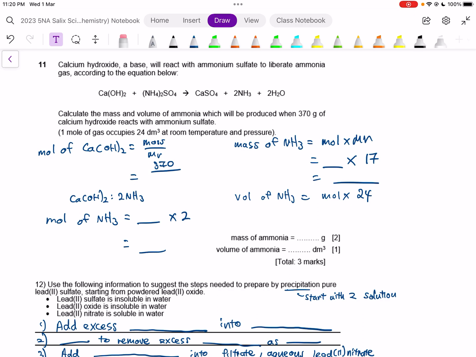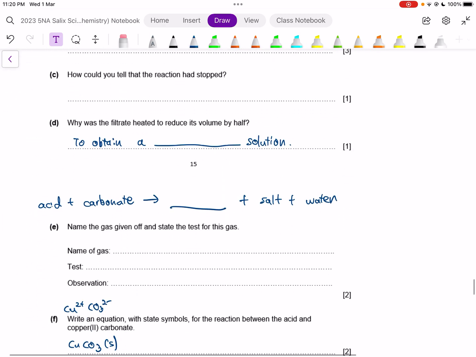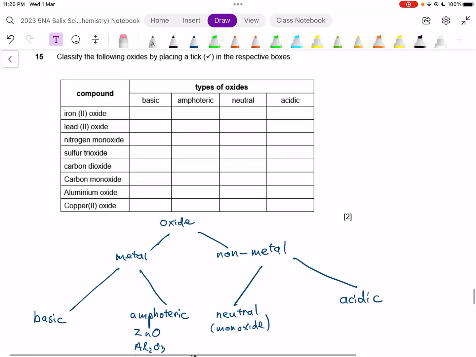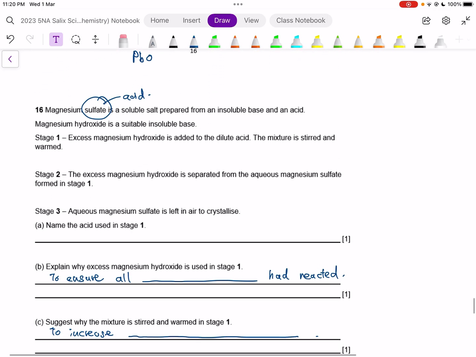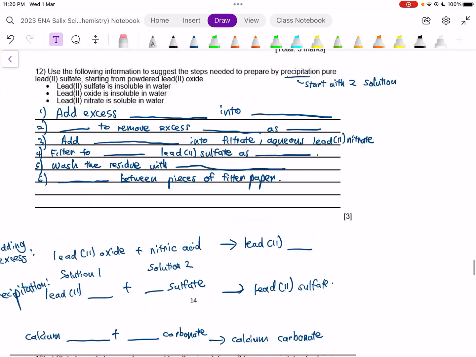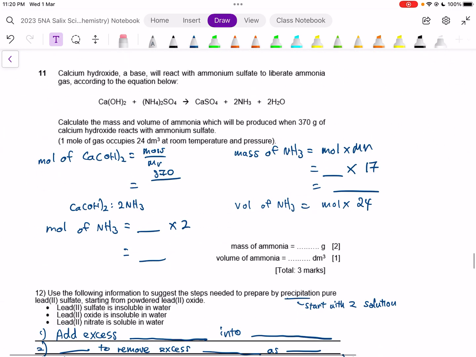Okay, so this is the second video for the revision practice paper. We are going to carry on from question 11 all the way to 16. For this part, it is more of salt preparation. As you can see from the questions, I have some revisions on the oxides, and then again more salt preparation. So we are going to carry on with question 11.